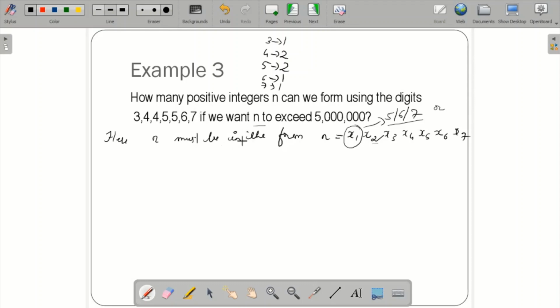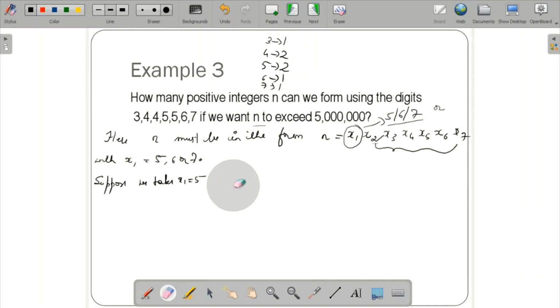Here n must be in the form n equal to x1, x2 up to x7, where these are the digits, with x1 equal to 5, 6 or 7. Suppose we take x1 equal to 5. Then how many remaining positions are there? 6. So suppose we take x1 equal to 5, the number of arrangements you will write.